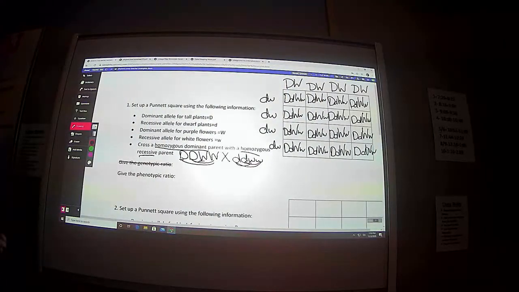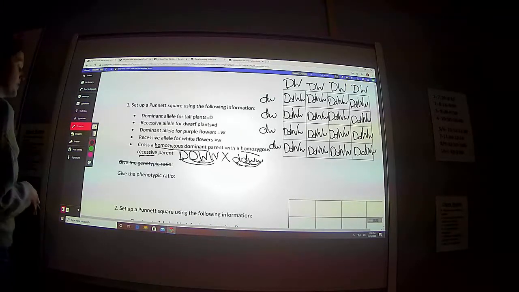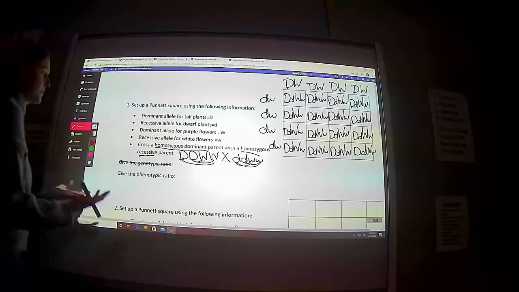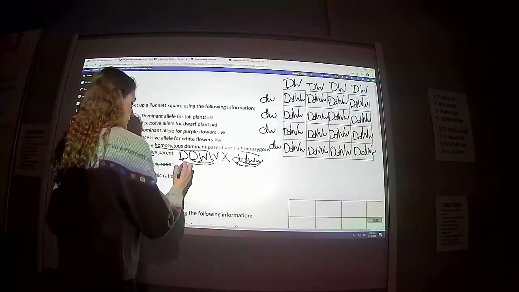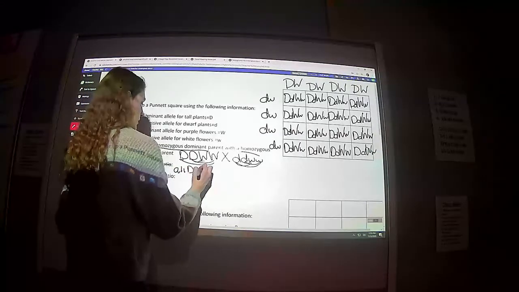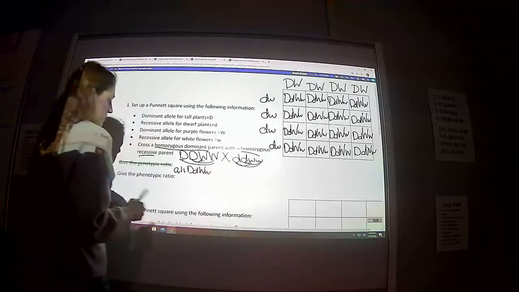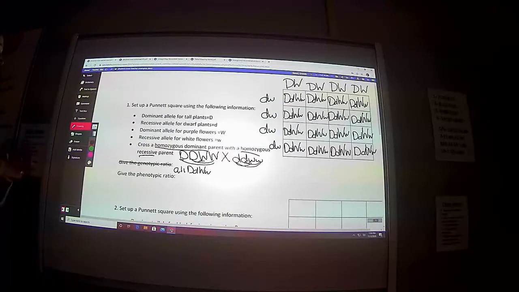My genotypic ratio, they were all heterozygous. So it's kind of like blood typing. If you were to do blood typing genotypes, you just write down what you have. If you wanted to do genotypic ratios, I just would have written down that they were all capital D, lowercase d, capital W, lowercase w. But again, I try not to do genotypic ratios because they can get to be extensively long.